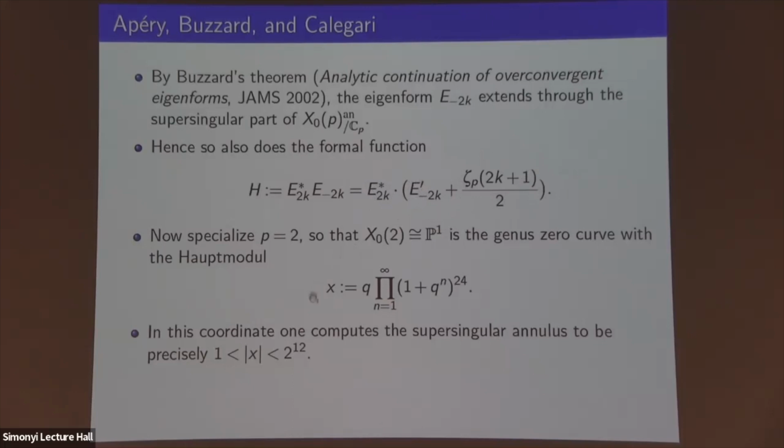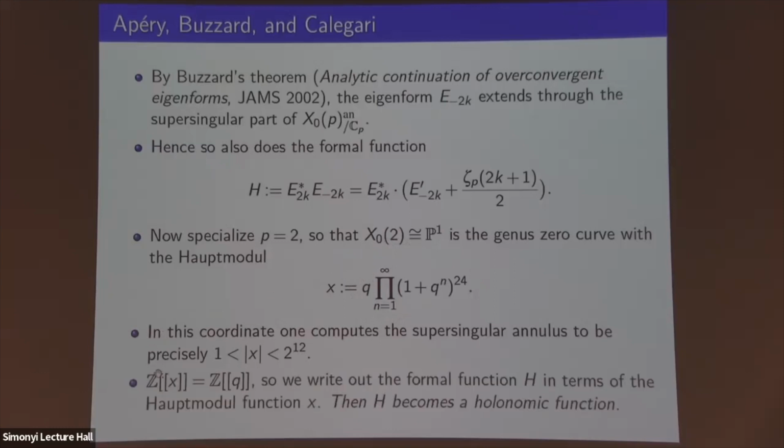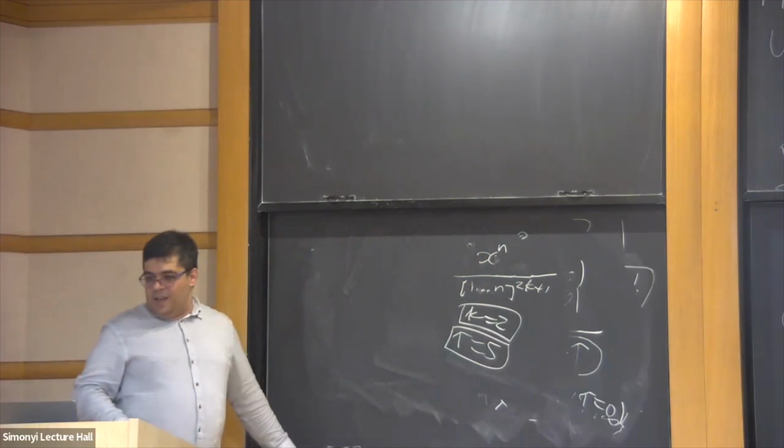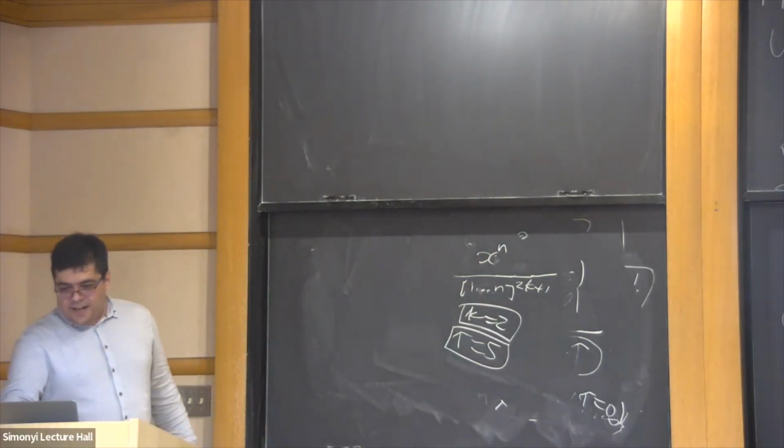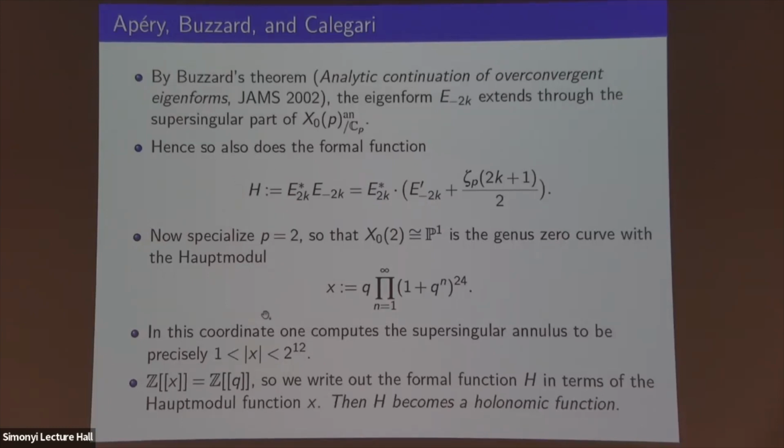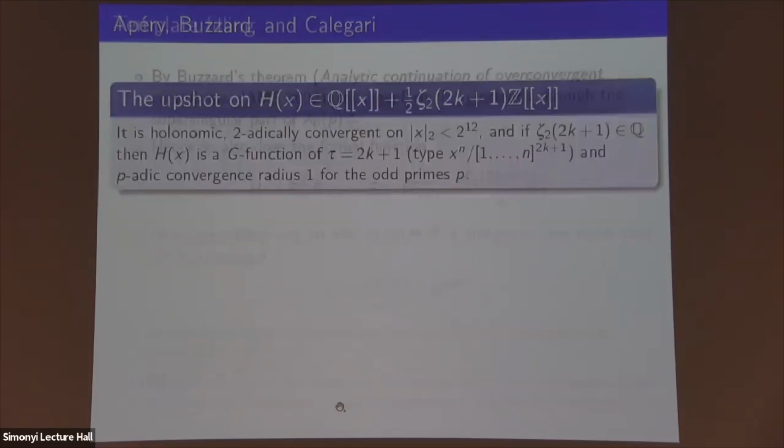Now, similarly to lambda, we take this Hauptmodul of X_0(2). Now, the rings Z[[x]] and Z[[q]] are equal. So we are in this setting. I can replace q by x and still have this denominator type. And by a theorem of Buzzard, this function h has a very huge 2-adic radius because this eigenform E_{-2k} has to extend through the supersingular annulus, which is this. And so the upshot is that h of x is some formal function with 2-adic radius as big as 2 to the 12.